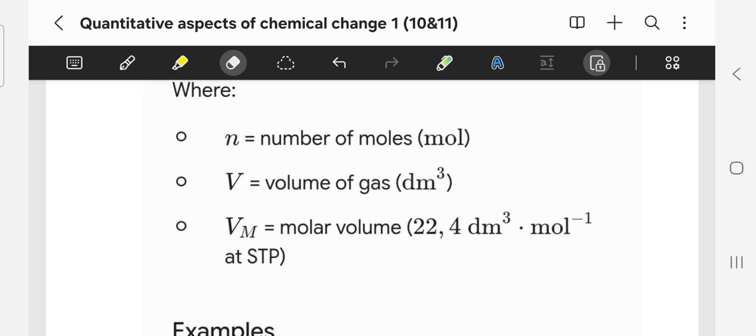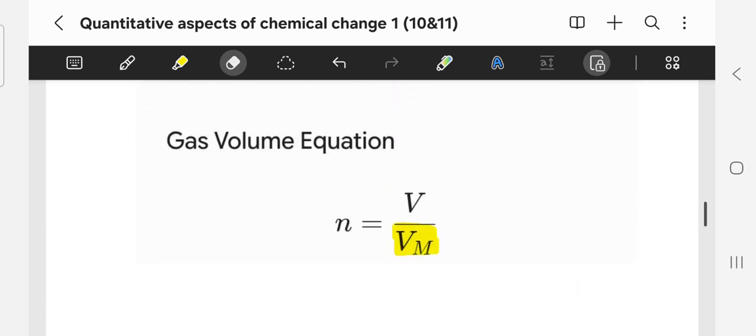Now let's use that formula, the molar gas volume formula, to calculate. Remember, we will either calculate the number of moles or the volume, because this Vm is already given. I'm going to go back to the formula. This Vm that I've highlighted in yellow is a constant, so we will normally use the formula to calculate N and V. I hope that makes sense. Let's look at our examples now.